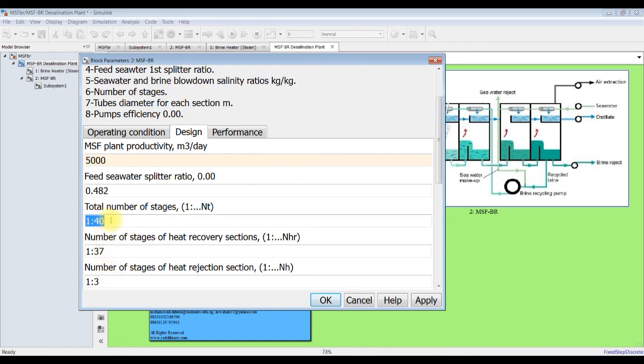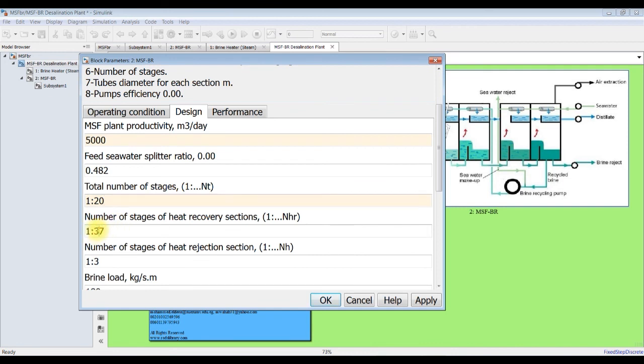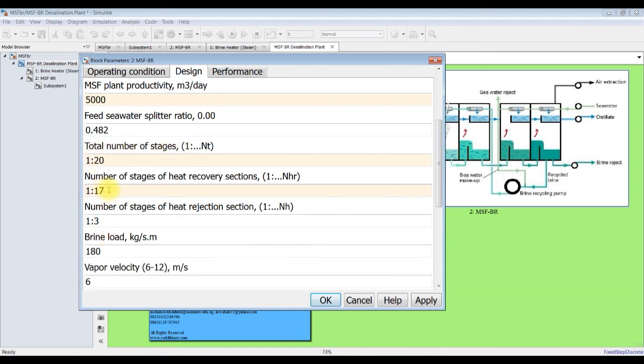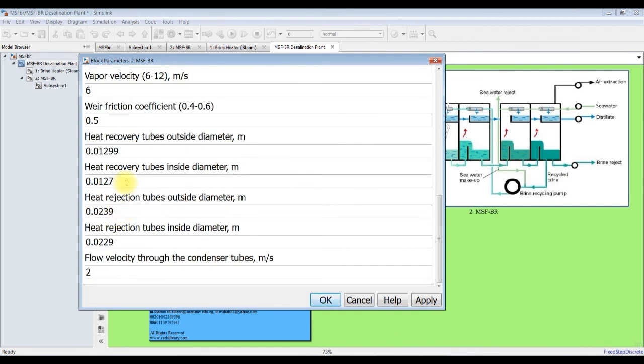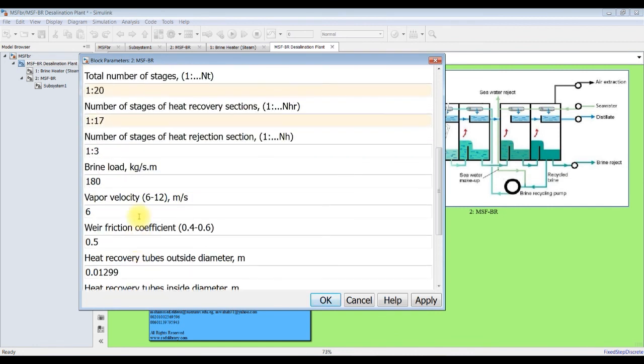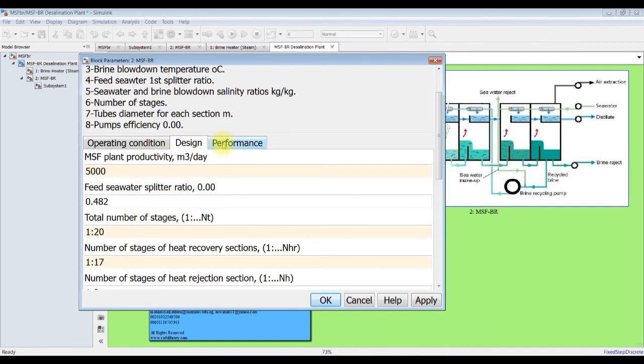Total number of stages, I'm going to make it 20 stages. And here we are going to make it 17 stages. The total number of stages is 20. The heat recovery section is 17, and heat rejection is 3 stages. And the rest of the diameters, flow velocity, and so on, I will keep it.